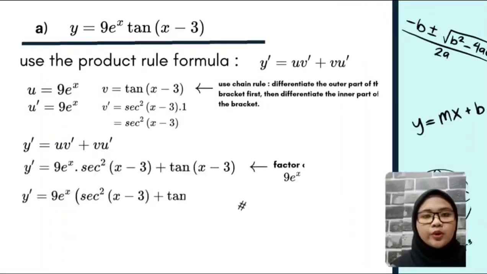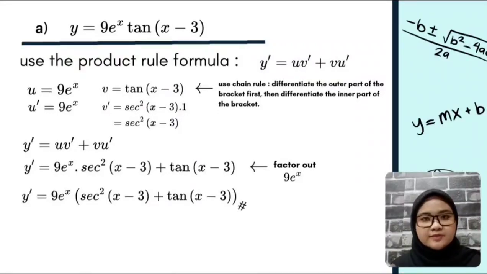For the first function, y equals 9e^x times tan(x minus 3), I label u equals 9e^x and v equals tan(x minus 3). Their derivatives are u prime equals 9e^x, and for v, we use the chain rule, which is to differentiate the outer part of the bracket first, then differentiate the inner part of the bracket. Then v prime equals sec squared(x minus 3) times 1. Then simplify the derivative into v prime equals sec squared(x minus 3).